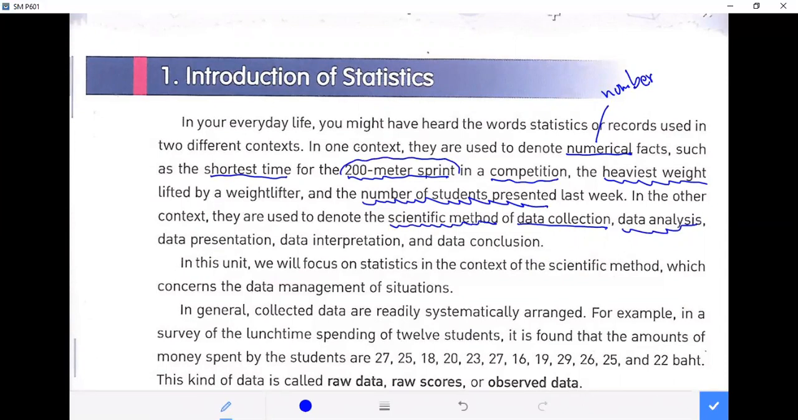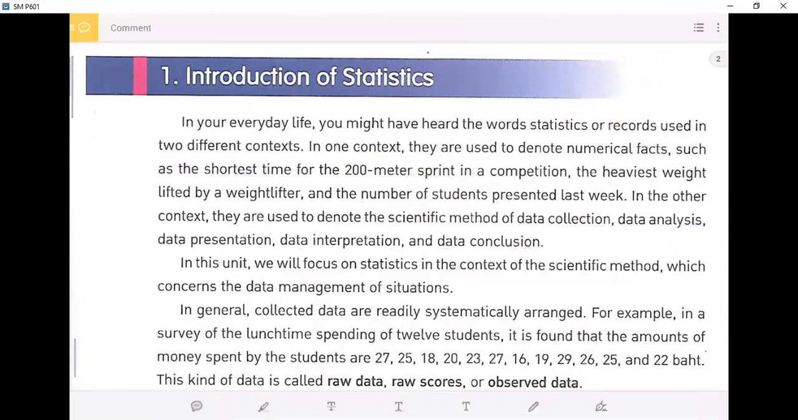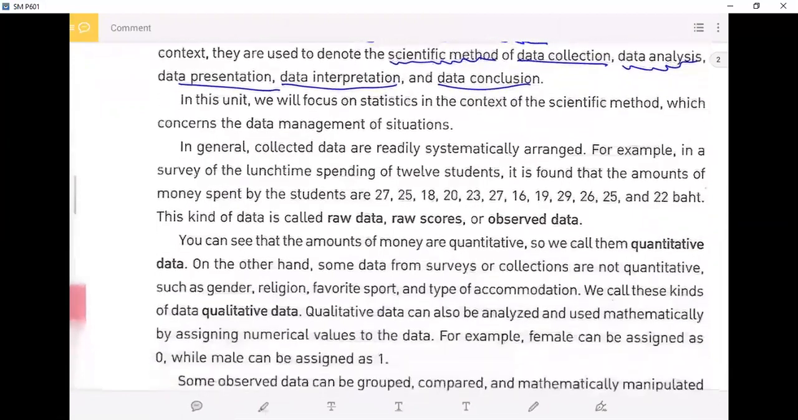And then the next one is presentation. Maybe you want to use a linear graph to show how fast those runners can run. Interpretation, you do some math, and then finally the data conclusion. Maybe you want to have some conclusions. That is the introduction. So let's get to the next thing.